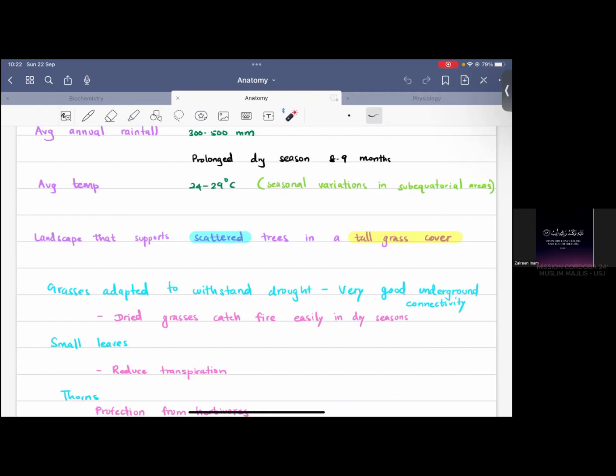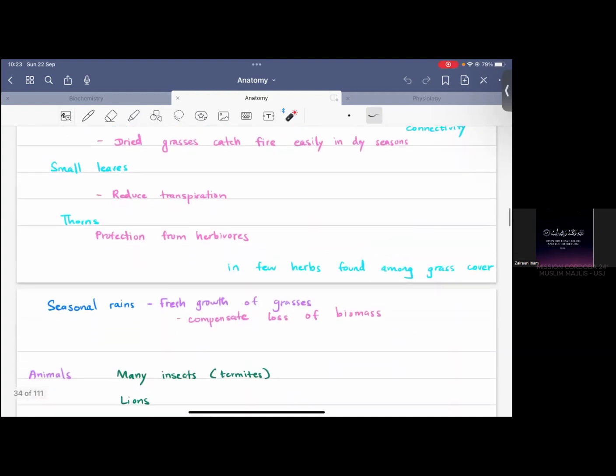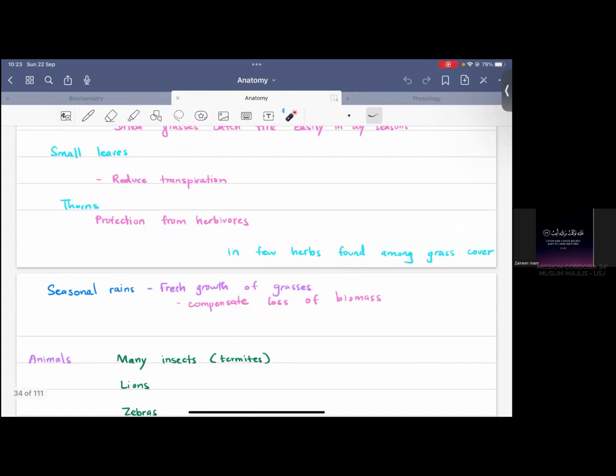There are few herbs that may be found among the grass covers which have small leaves. Why small leaves? To reduce the transpiration. That is the reason. Small leaves to reduce the transpiration. And there are thorns. Why thorns? Because there are some herbivores in the savanna area. They might come to eat these plants. So when they have thorns, they might be safe. So that is protection from the herbivores. That is another thing. But these thorns are not everywhere, only in few herbs that are found among the grass cover.